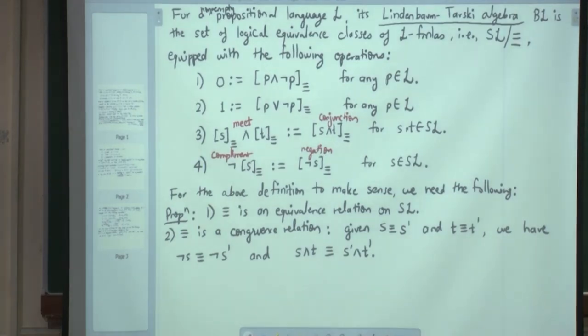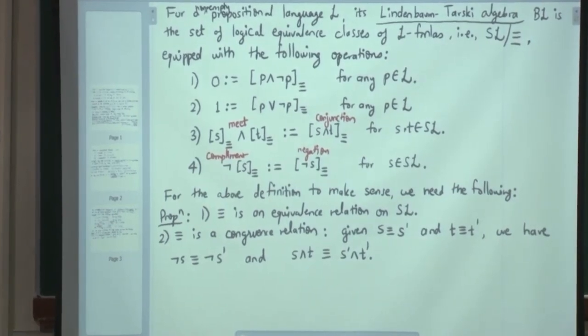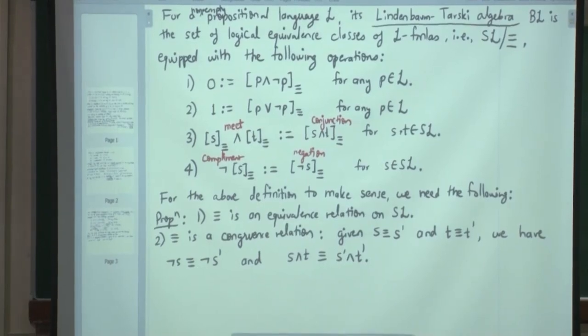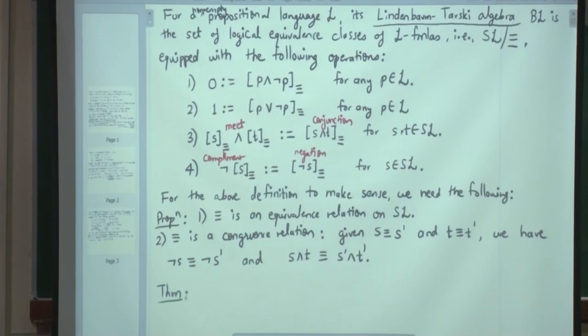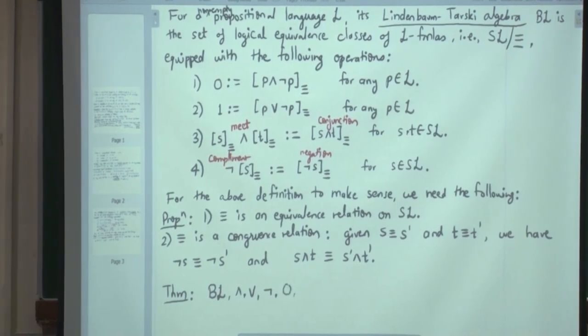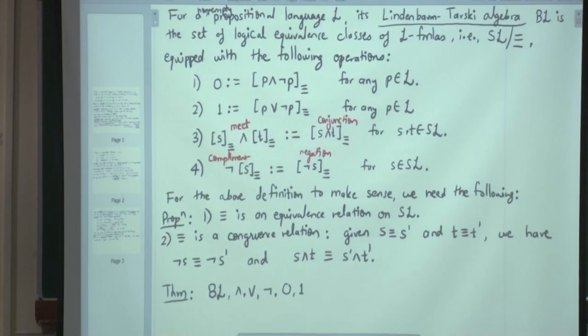Okay, so right now we know the Lindenbaum-Tarski algebra, which we will call BL. So this is in fact a Boolean algebra. Yeah, I mean maybe I should write that theorem. Because of this proposition, BL with meet, join, negation, complement, then 0 and 1. Well, in some cases, we also write this as truth and this as false, yeah? Or maybe I should write it here also. Is a Boolean algebra.